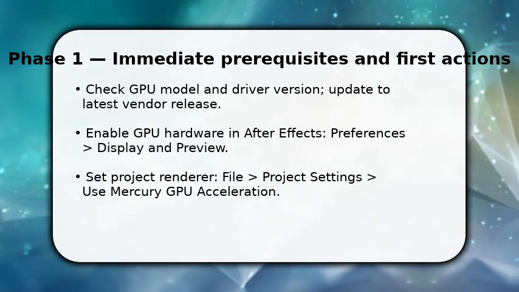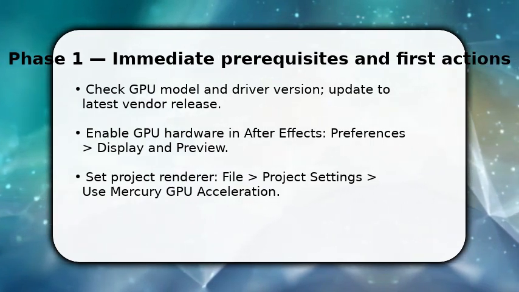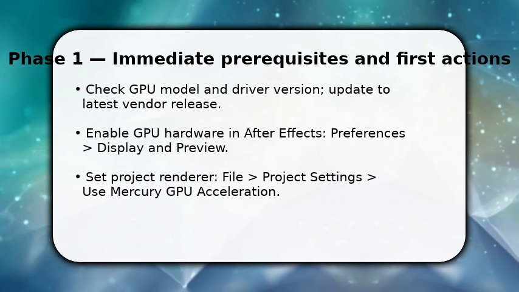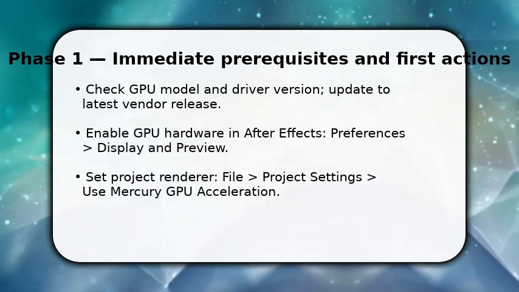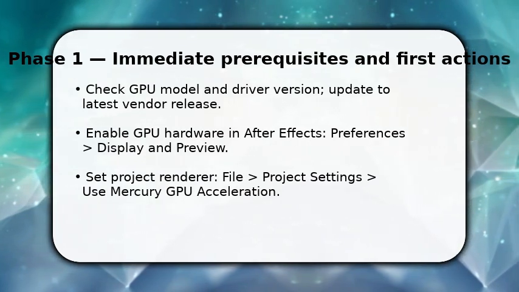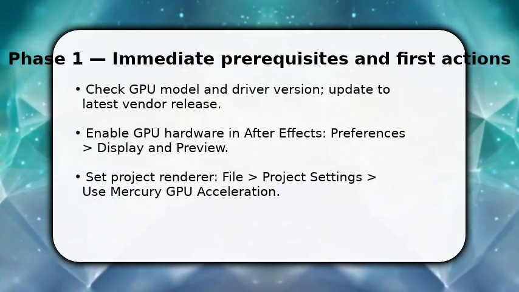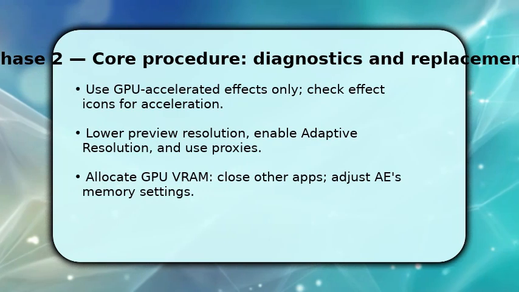Next, set the project to Mercury GPU acceleration under Project Settings. This tells After Effects to route compatible effects to the card. Once done, import a short clip and switch composition preview settings to use GPU accelerated resolution so you can verify speed gains quickly. Now you focus on the middle steps.